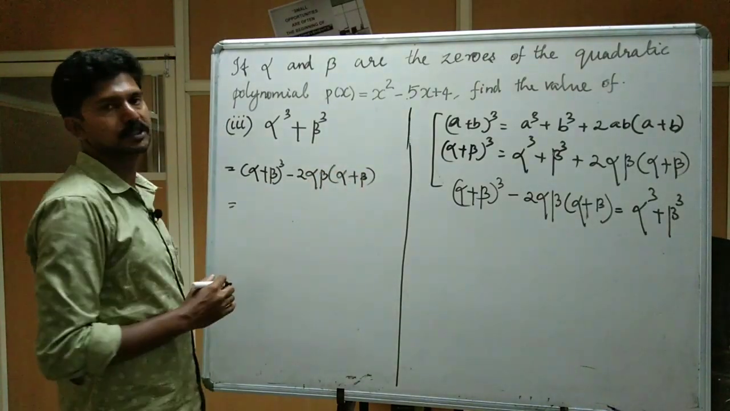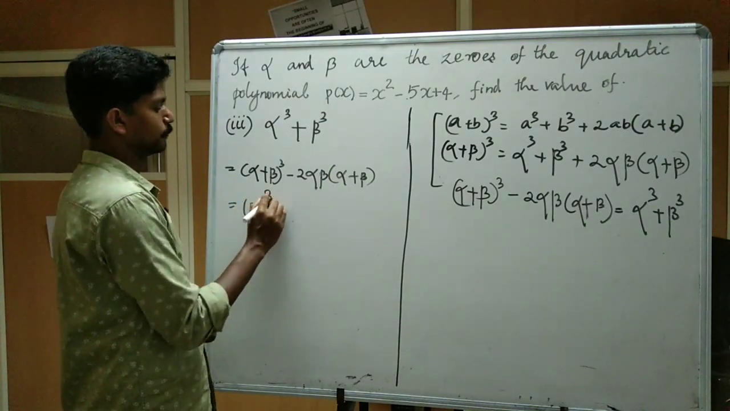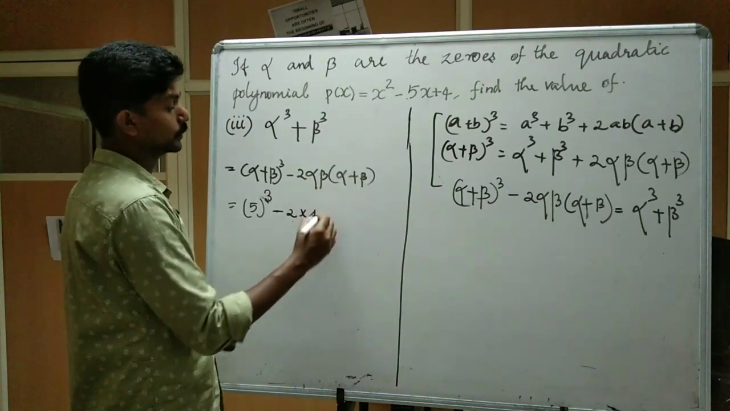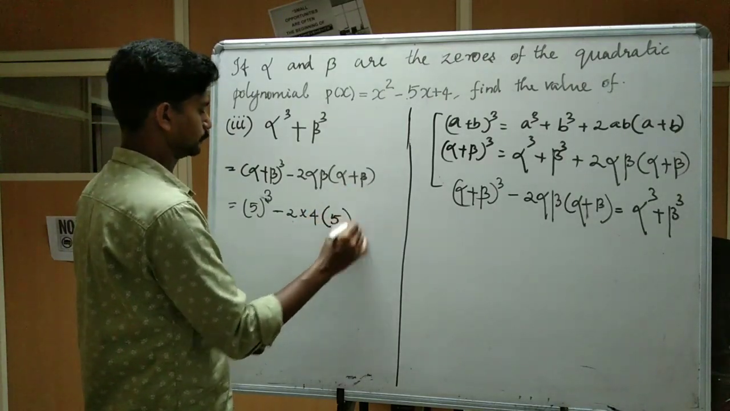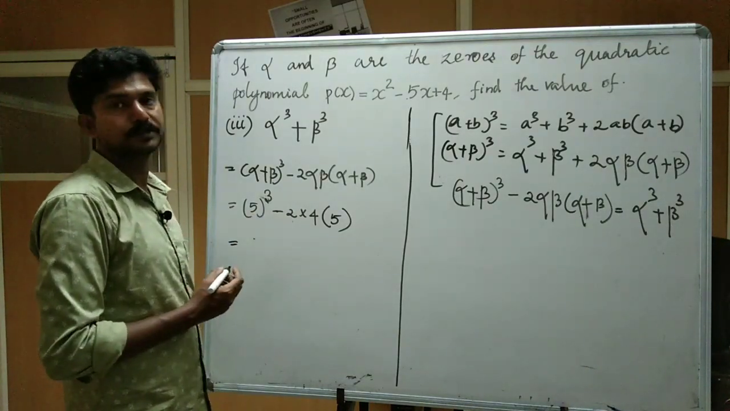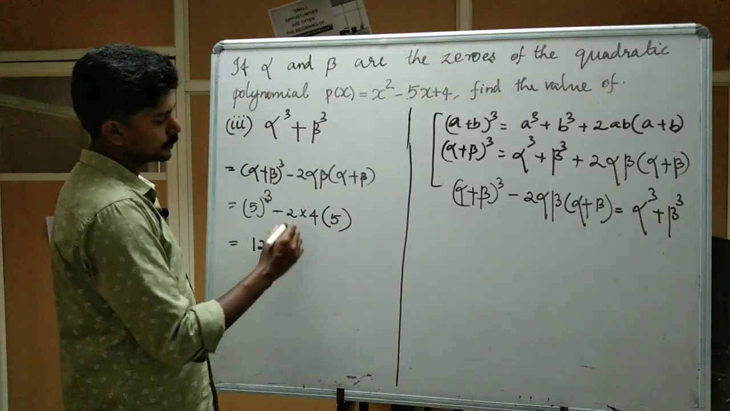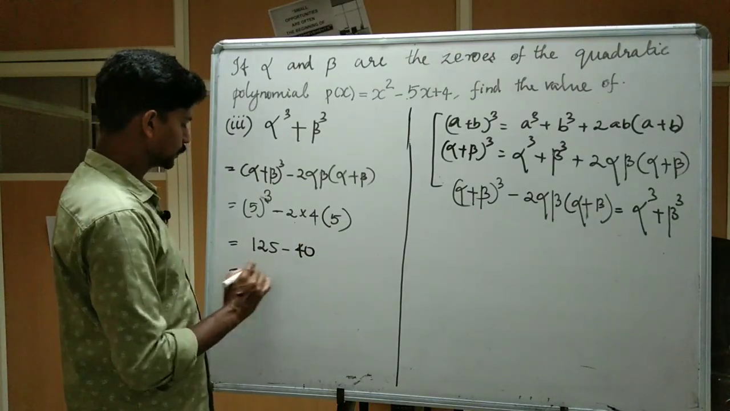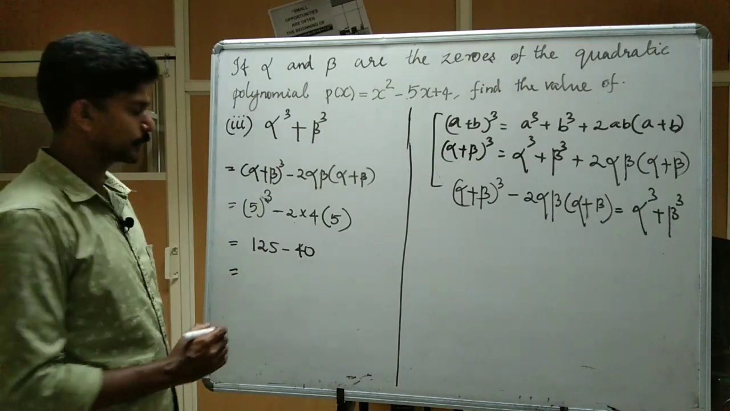So what is alpha plus beta? Sum of zeros. Sum of zeros is 5. 5 cube minus 3 into alpha beta, product of zeros is 4, into alpha plus beta, that is 5. 5 cube, 25 is 5 square into 5 is 125. 125 minus, here we have to write 3 into 4, 12, 12 into 5, 60. So which is equal to, when you subtract 60 from it, we get 65.